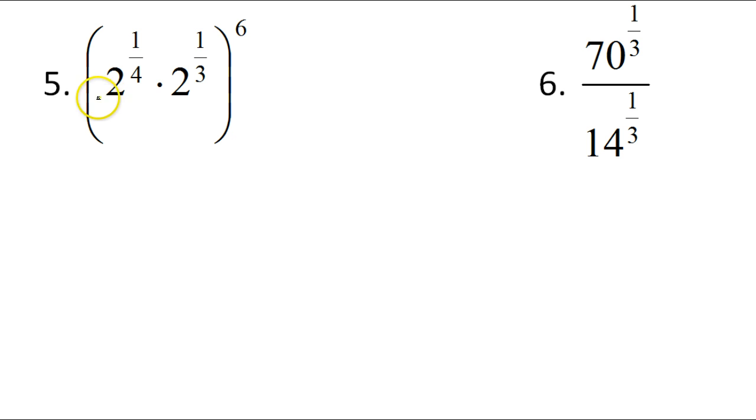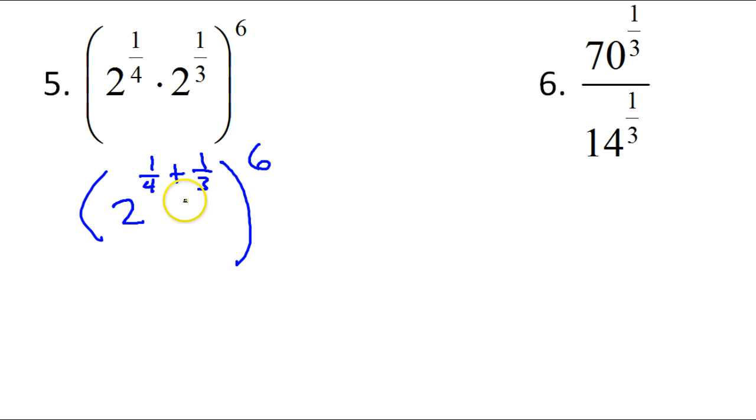All right, number 5. The bases are already the same, so we can go ahead and add these exponents. So this is going to be the same thing as 2 to the 1/4 plus 1/3 power, all right, to the 6th power. Okay, so in the past we've had our TI-30 XS multiview, so I guess we need to do a little side lesson on how to add fractions that don't already have like denominators.